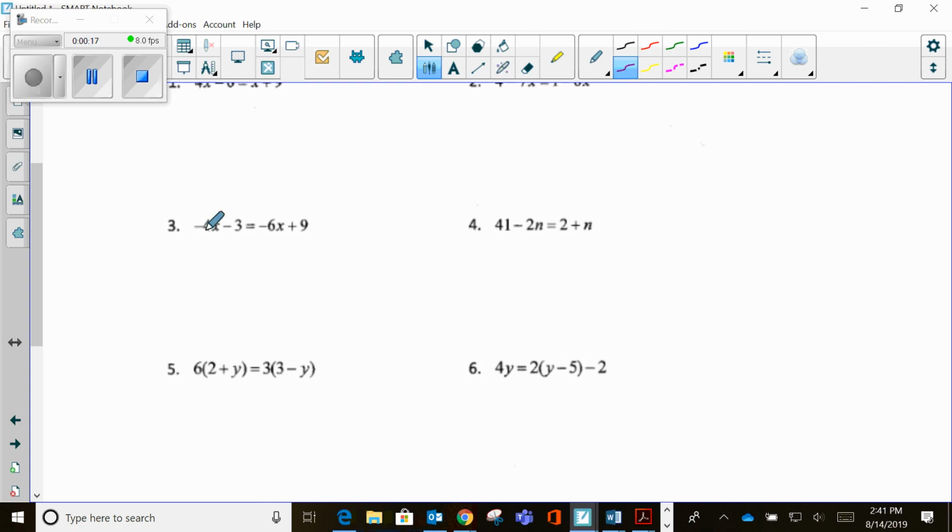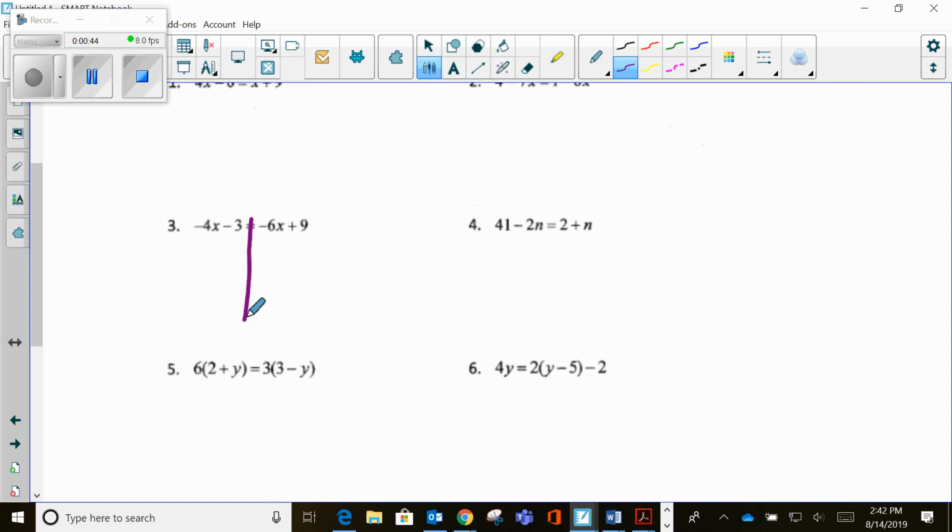The problem says negative 4x minus 3 equals negative 6x plus 9. The first question you have to ask yourself is, do you have distributive property? Which means, do you have parentheses in your equation? No. For this equation, the answer is no. We do not have to use the distributive property.